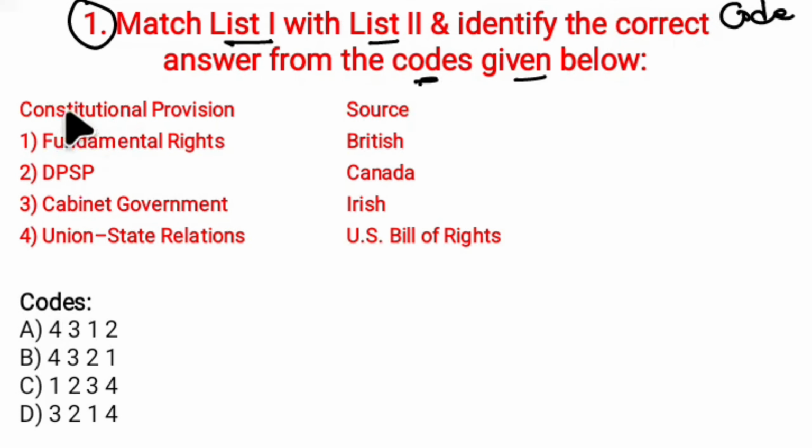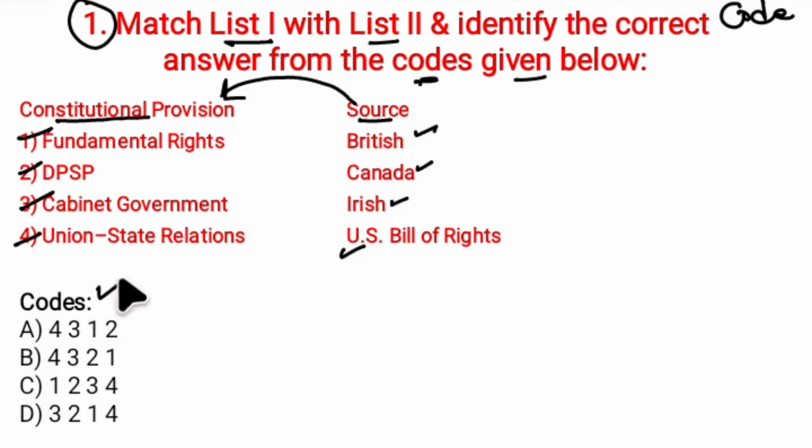On the left side we have constitutional provisions, and on the right side we have the source from which this particular constitutional provision has been borrowed. The first one is fundamental right, DPSP, cabinet government, and union and state relations. So here we have British, Canada, and from US and USA. So here codes were given. We have to choose the correct code of the given options.